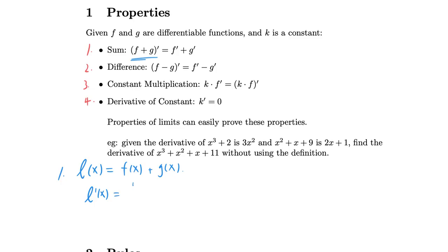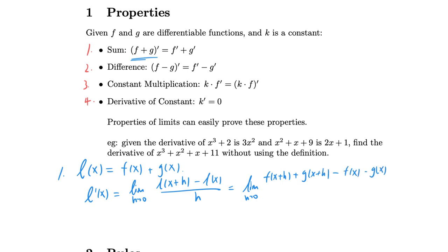And this we can write as the limit as h approaches 0, this is the reason why I couldn't use h, of L of x plus h minus L of x over h. So this is L prime of x. And because L is equal to the sum of f and g, we can write out this L using f and g. So this would be f of x plus h plus g of x plus h minus f of x minus g of x. And we're going to put this all over h.